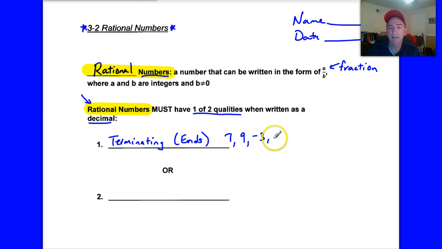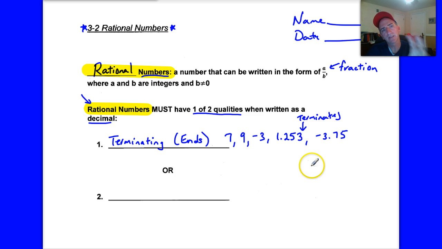It could be a decimal like 1.253, and then it stops. That terminates, so it's rational because it had an ending point. Any decimal like -3.75, there's one, is a terminating decimal. It ends, so it's in the group of rational numbers. It does include all the integers that we've talked about up to this point.